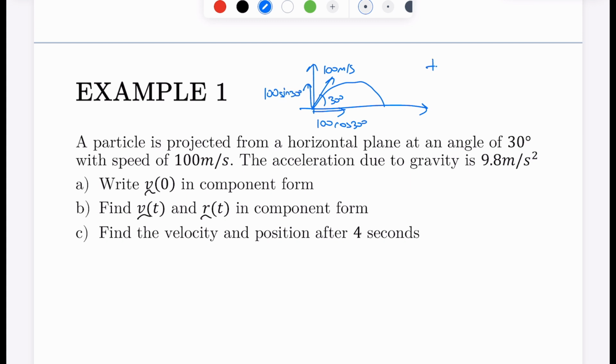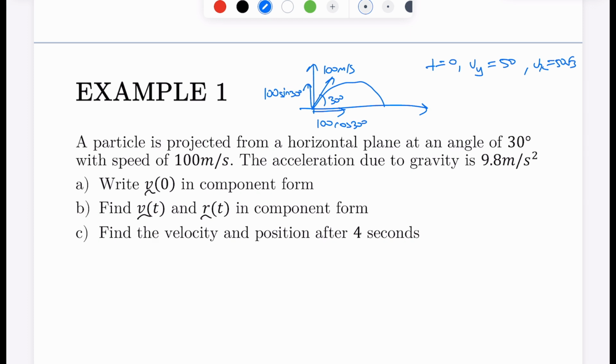So when t is equal to 0, our vertical velocity is initially 100 sine 30, which I'll just write as 50, and then my horizontal velocity is 50 root 3. Let me fix that up, because cos 30 is just root 3 on 2. So 100 times root 3 on 2 is 50 root 3.